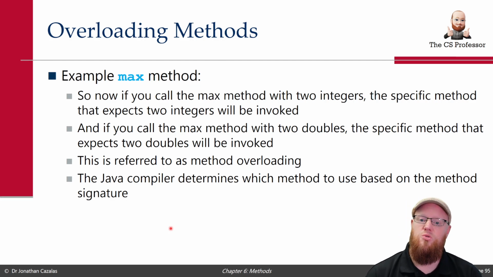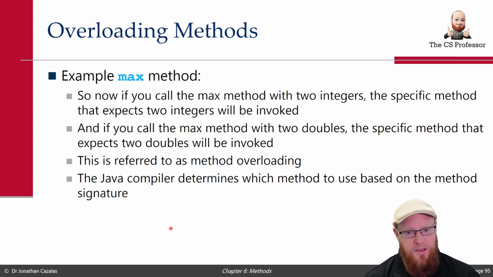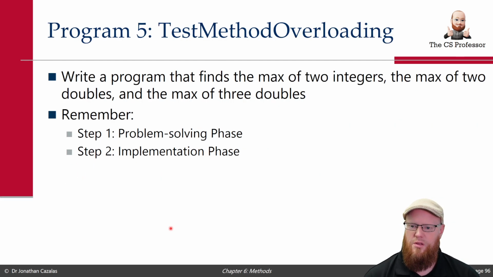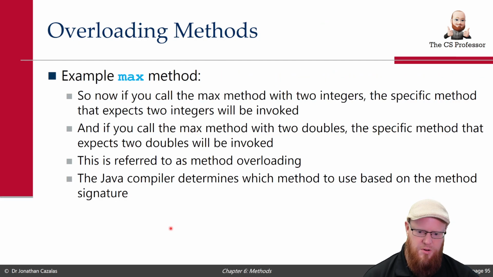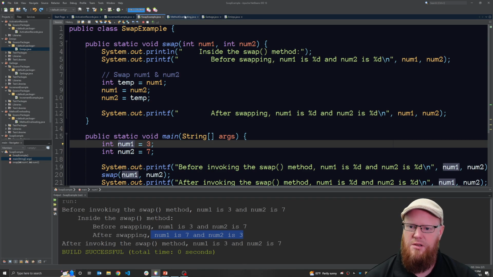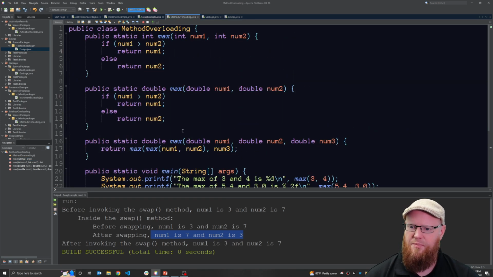If we send over 2 doubles, Java will recognize, oh, we must be looking to call the method max that has 2 doubles. And same thing if we call the one with 3 doubles. So here I want to show an example. I say, let's test this method overloading program. I want to come up to NetBeans, and here we have this example.